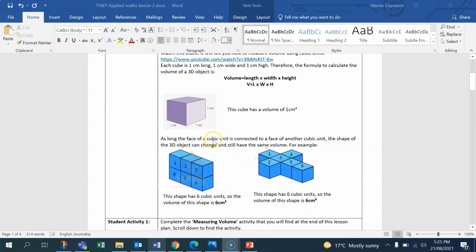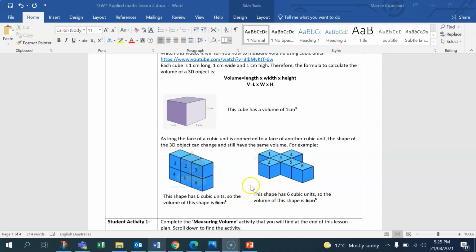So as long as the face of a cubic unit is connected to the face of another cubic unit, the shape of the 3D object can change and still have the same volume. Here's some examples here. So this 3D object has cubic units, 1, 2, 3, 4, 5, 6. So the volume of this shape is 6 centimeters cubed. Don't forget that little 3 there.